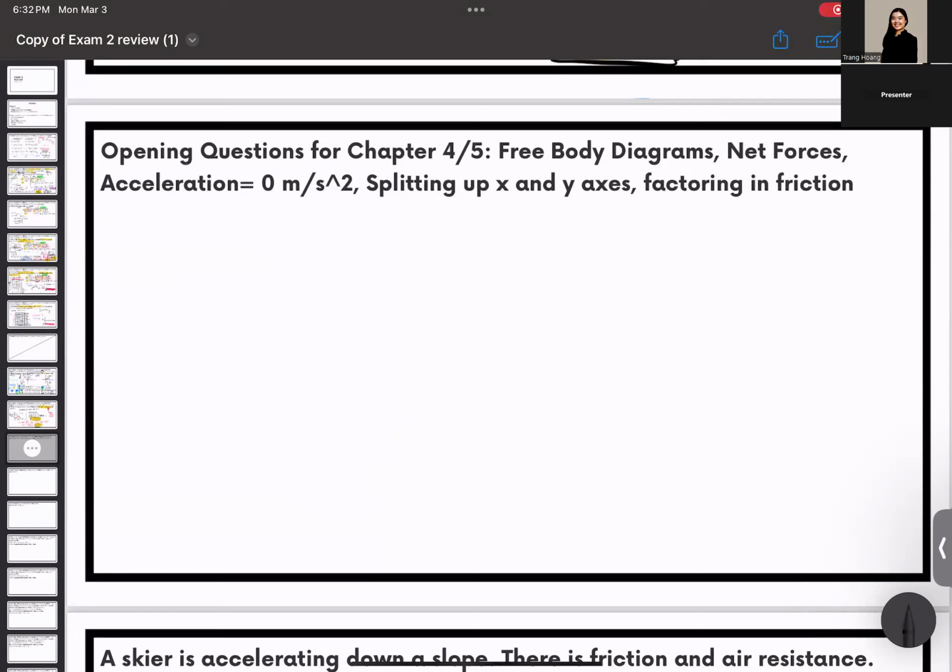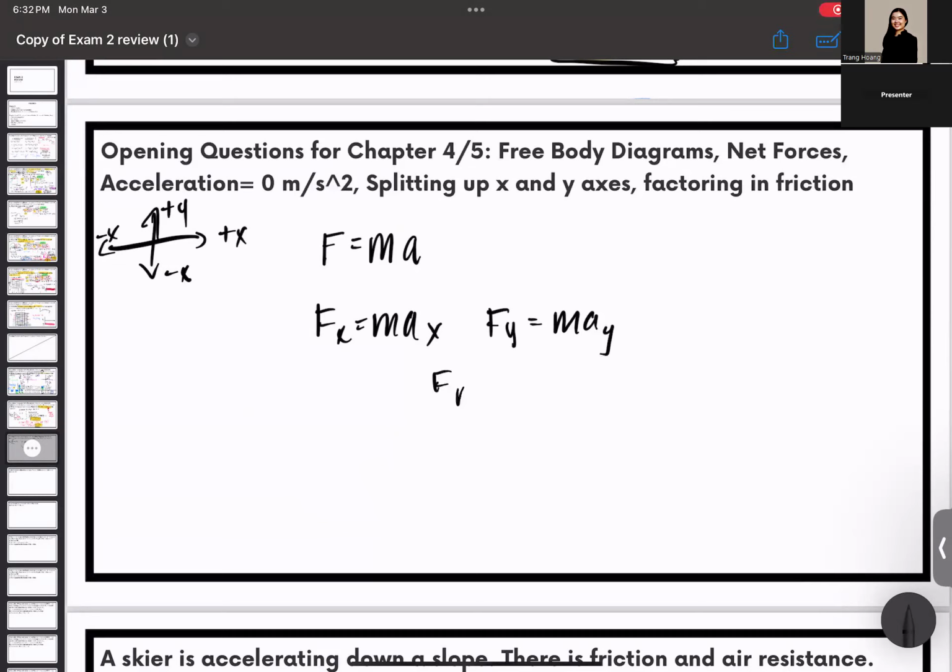So that means if you split up into X, right? Positive X is going to be equal to negative X. Positive Y is equal to negative Y, and acceleration is equal to 0. And it all comes down to understanding F equals ma, Newton's second law of motion. This could be Fx equals max. This could be Fy equals may. Or this could be Fnet equals ma, whatever, okay?